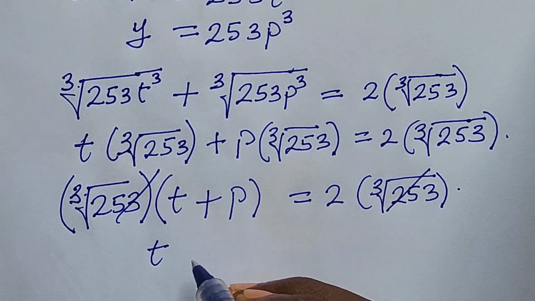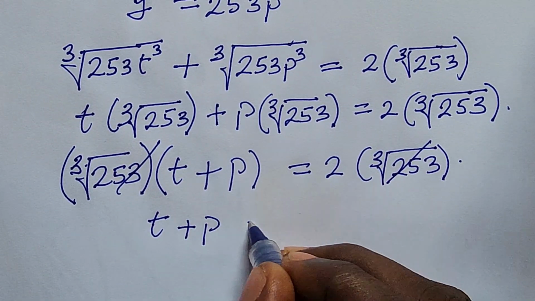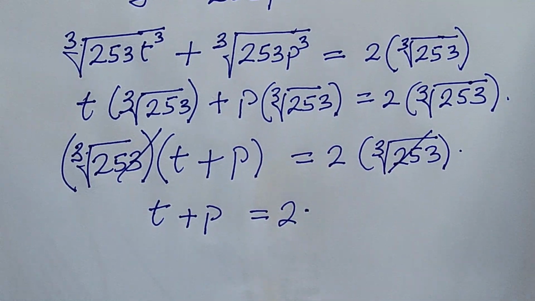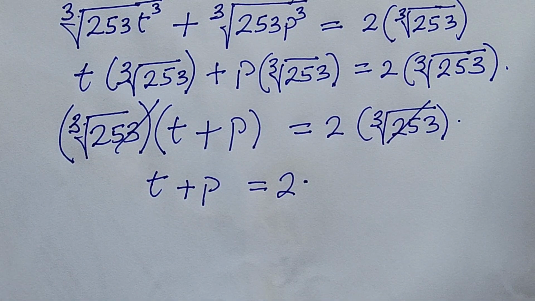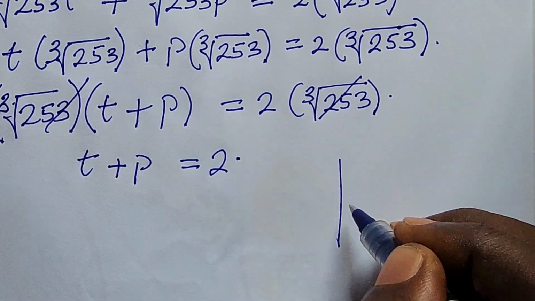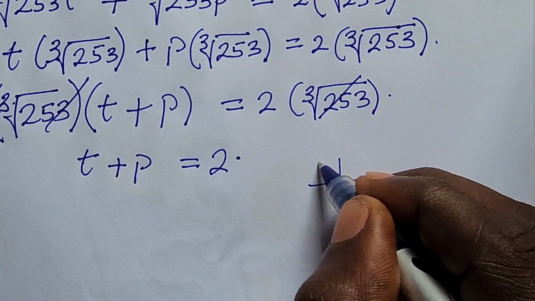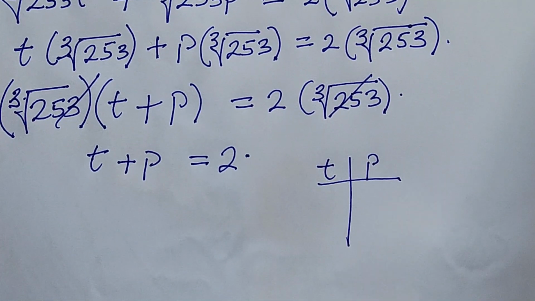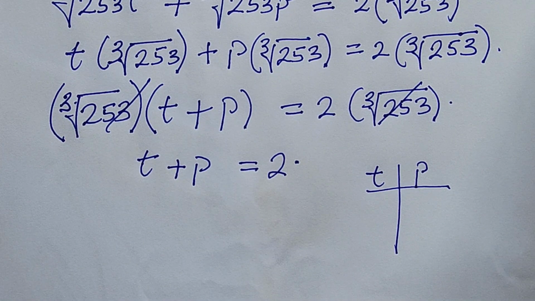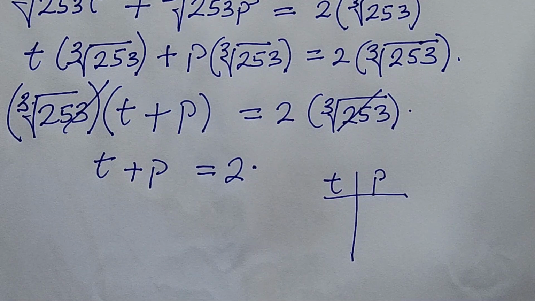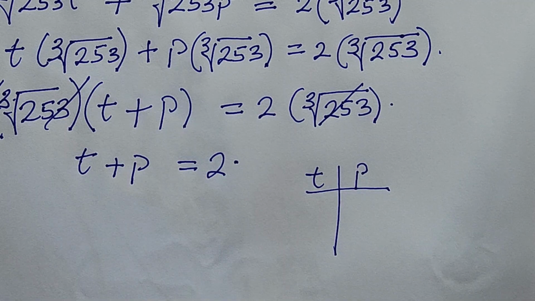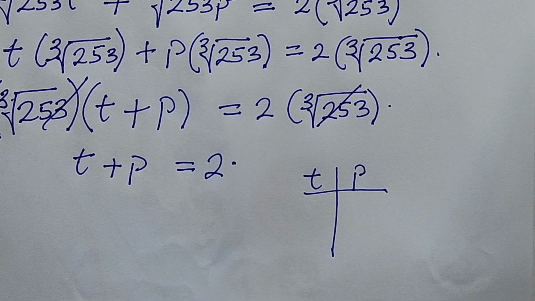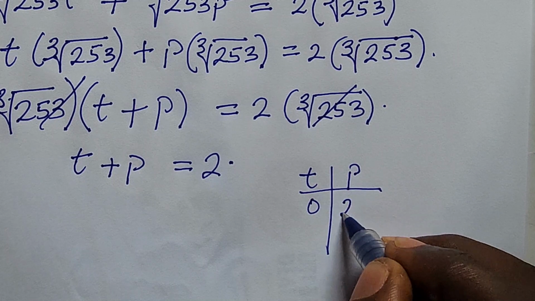So when I have t plus p is equal to 2. Easy. So at this point, we have to do some manipulation. So we roll up here. We have here to be our t and here our p. So what will be the two quantity? Because here we're looking for the real root, the integer value of p and t. And so if t is 0, what will be the value of p that will give everything to be 2? So we're going to have 0 and here we have 2.